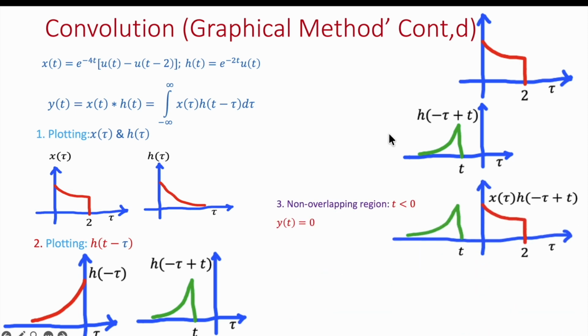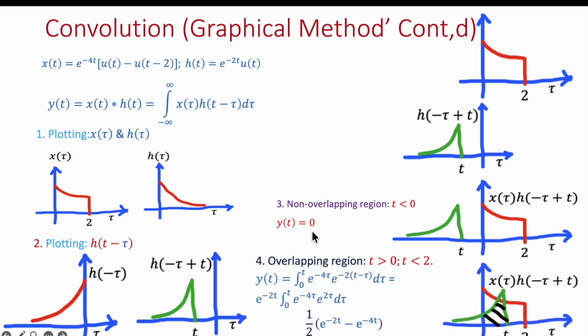So the first one is the non-overlapping region, where t is less than 0. If t is less than 0, you can see that there is no overlapping region. So that is why the value of y of t is equal to 0. The next step is the overlapping region, when the value of t is greater than 0 but less than 2.